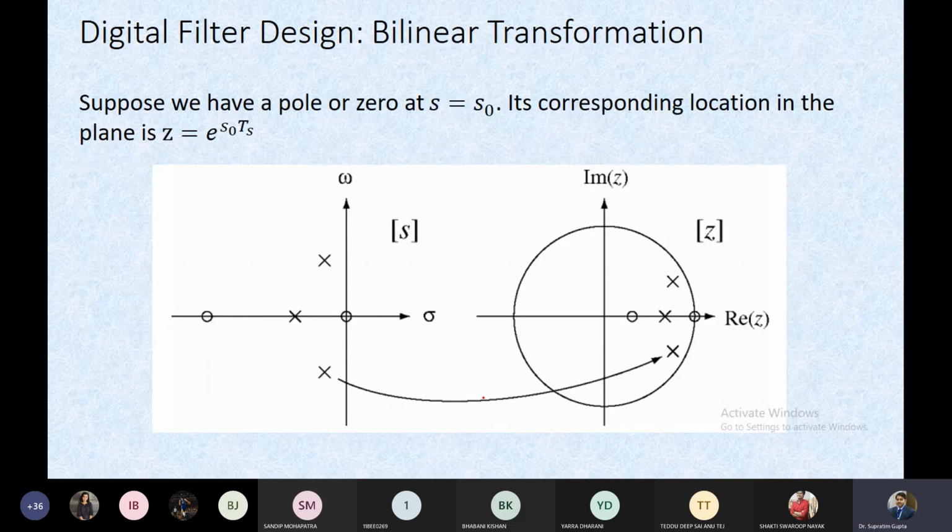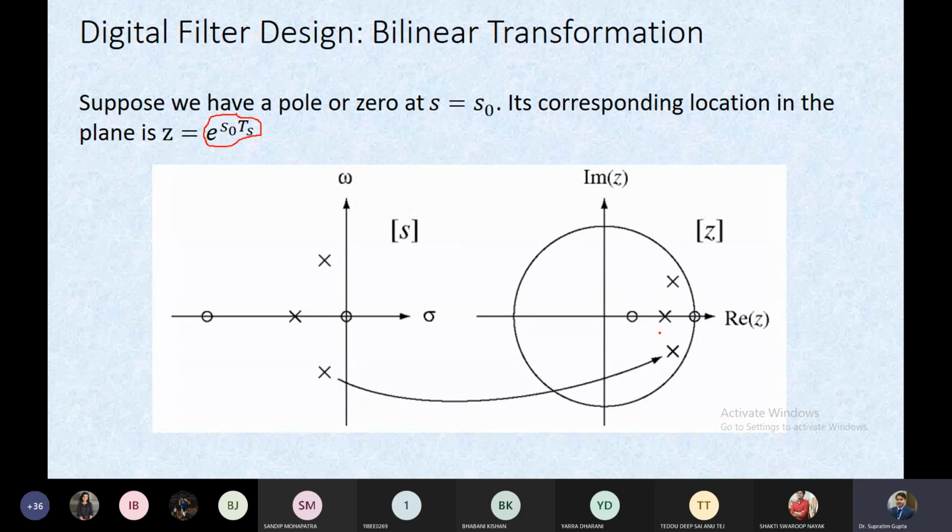Then bilinear transformation. For that, what is done is z equal to e to the power s0 into Ts. If we take this as the mapping, then we'll find that all these right-hand side poles or zeros are within the maximum, whatever is maximum within that, so that will be the radius of this. Whether zeros or poles, it will converge to within this.